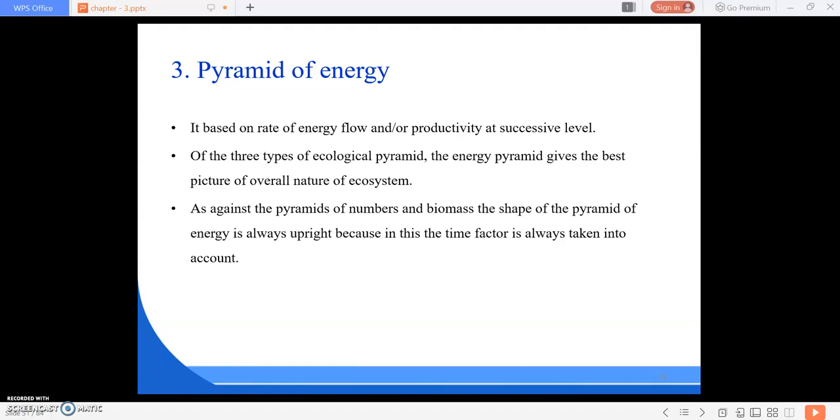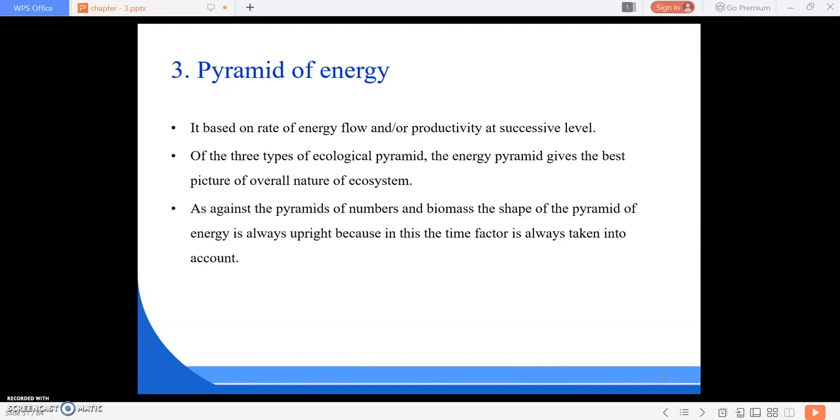So, today we are going to study about the pyramid of energy in an ecosystem. In the previous class, we studied about the ecological pyramid and the types of pyramids: pyramids of numbers and pyramids of biomass. In these, as we go up the pyramid, the number in each trophic level decreases, and also the biomass in each trophic level decreases.